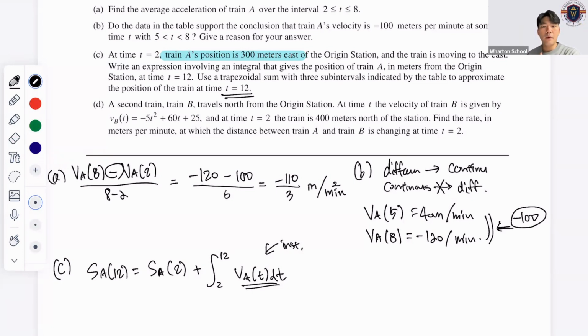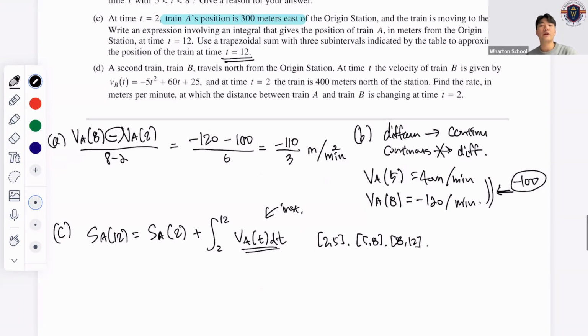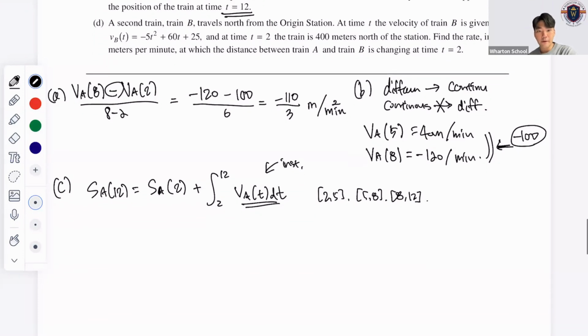From the table, even though we don't know the exact function v_A(t), we approximate the integral using the trapezoid rule. We can split the interval from 2 to 12 into three subintervals: 2 to 5, 5 to 8, and 8 to 12. For each subinterval, the displacement is approximated as the area of a trapezoid.